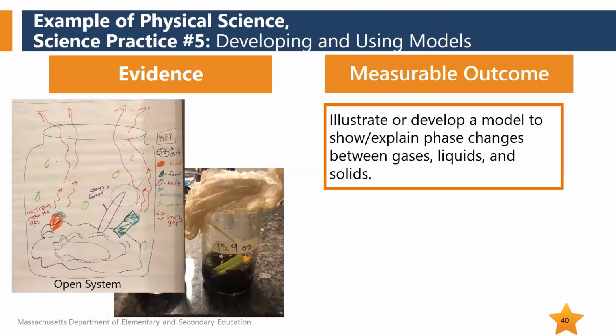So here are some science practices that came out of our summer institute. The measurable outcome is to illustrate or develop a model to show and explain phase changes between gases, liquids, and solids. So we created an open and closed system, and then a student could draw what that looked like, what they learned about it, or a key. Again, depending on the level of your student, you could have various pictures available to them. They could tell you what they wanted to draw, but this is just one idea.